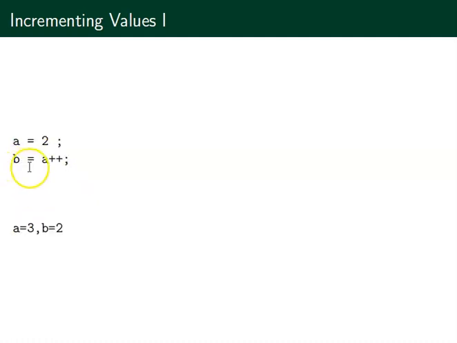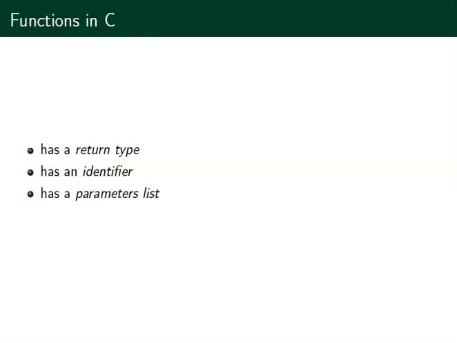Unlike here, the b is assigned to the old value of a, and then the value of a is incremented. So this is something that you might find in some tracing problems that you will see in the practice assignment, for example. Now, in C, we still can define functions because we still want to have our code in a modular and readable way.